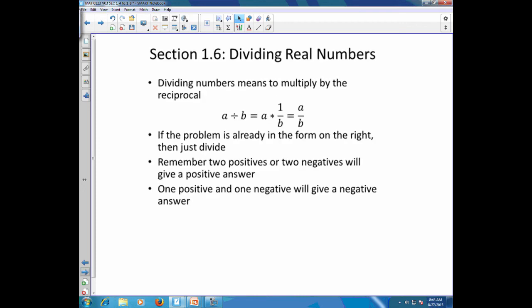So now that we can find the reciprocal of a number, we can talk about dividing real numbers. Dividing numbers means to just multiply by the reciprocal. So if we have a divided by b, well, that's just the same thing as a times 1 over b, which is just a over b. Okay, so if you have a problem where it's just one number divided by the other, then just divide them. Remember that if you have 2 positives or 2 negatives, you'll get a positive answer, and 1 positive and 1 negative, you'll get a negative answer.